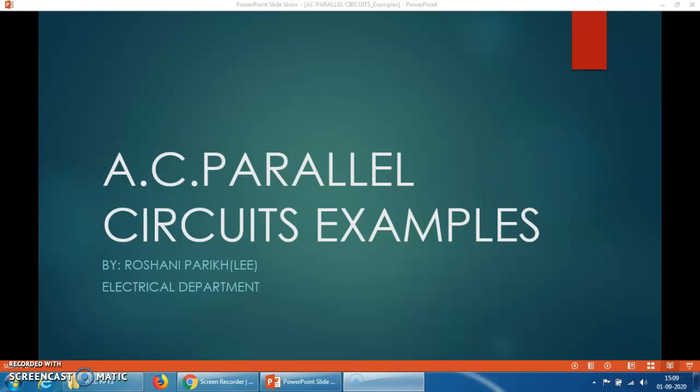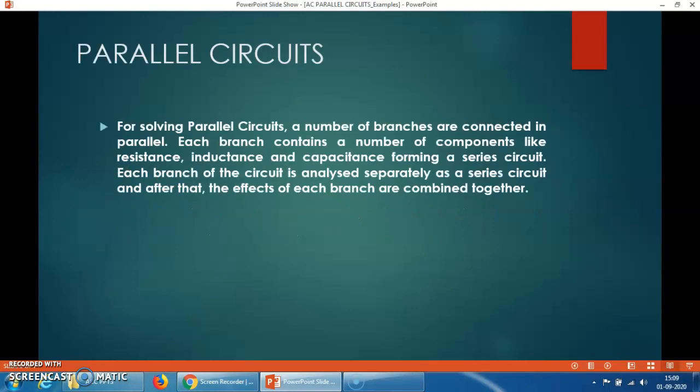Now today's topic of discussion is the example based on the admittance method. As we already discussed the admittance method for the AC parallel circuit, how to solve the AC parallel circuit by the admittance method, and what is the admittance. Now what is the parallel circuit?